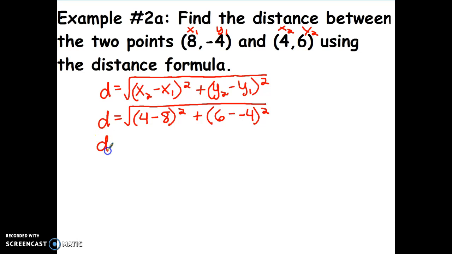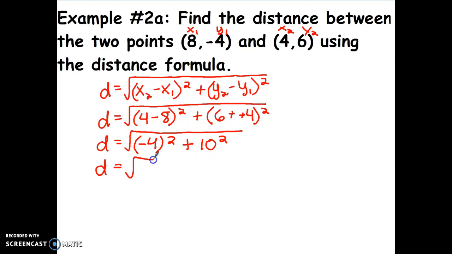All right, so now we're just going to solve by simplifying our parentheses. So 4 minus 8 is -4. -4. Keep that in parentheses. Plus, these two negatives become a positive. So 6 plus 4 is 10. So that is 10 squared. All right, now let's keep going.